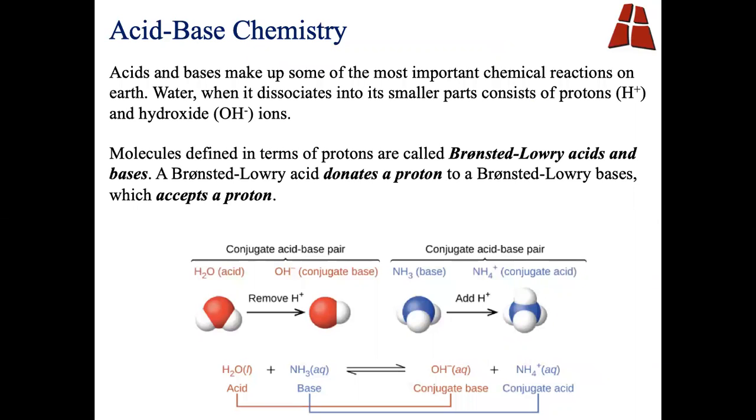We have multiple ways that we can define acids and bases. One of the most common ways that we'll use in this unit especially are called Bronsted-Lowry acids and bases. A Bronsted-Lowry acid will donate a proton, and a Bronsted-Lowry base will accept that proton. In our example here, our water is acting as a Bronsted-Lowry acid. It is donating one of its protons to ammonia, which is our Bronsted-Lowry base, in order to form our conjugate base and acid, which we will go through specifically what those mean in just a moment.